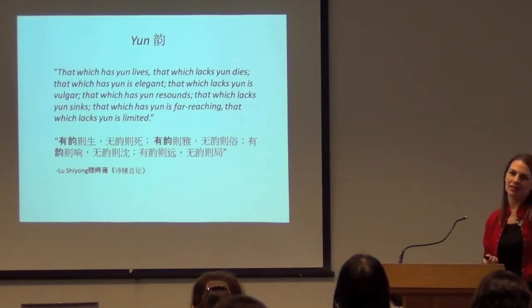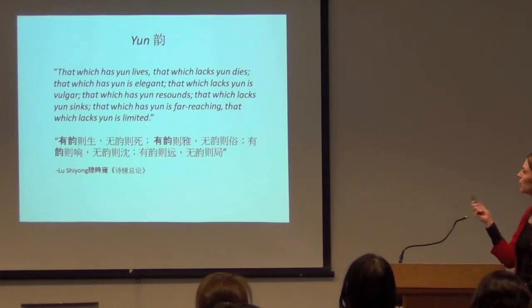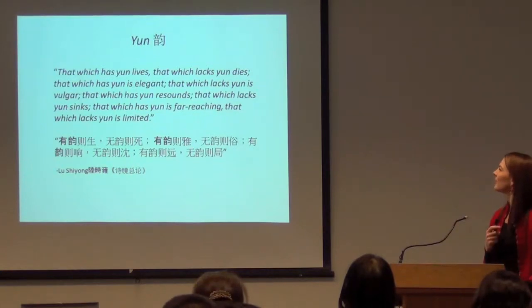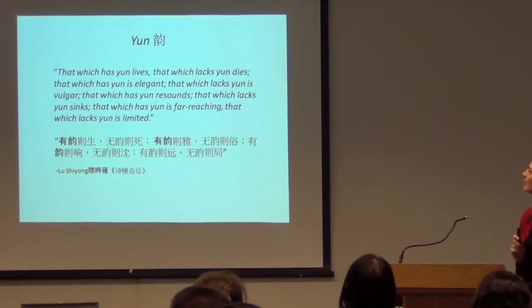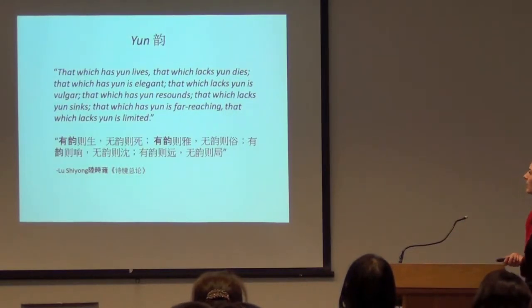So the word yun actually does have a long history in Chinese literary writing. And so here's just one example from a poet. And the poem has been translated in this way. That which has yun lives. That which lacks yun dies. That which has yun is elegant. That which lacks yun is vulgar. That which has yun resounds. That which lacks yun sinks. That which has yun is far-reaching. That which lacks yun is limited.